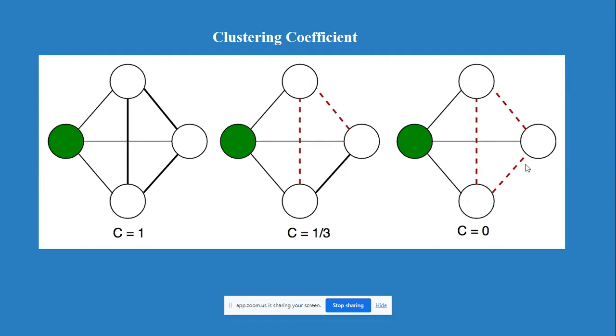And in figure number 3, there is a node with a green color, right? The green colored node and the others have weak ties between all the nodes. So there is no strong connection between them. So 0 divided by 3 will be 0.